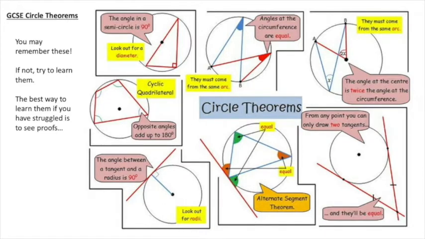The alternate segment theorem, which is hard to describe, but basically if we have a tangent and then draw an angle off from it, then we can see the relationship between the angles to the tangent and then the angles within the triangle that's formed. And then on the bottom right we have that from any point you can only draw 2 tangents, and the distance from where those tangents cross to the circle is the same.